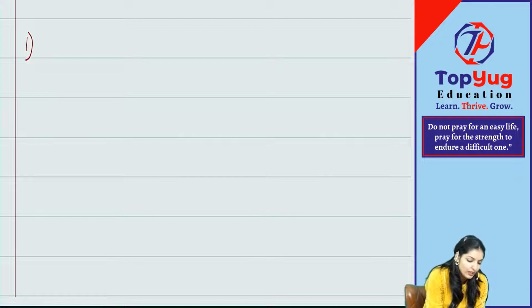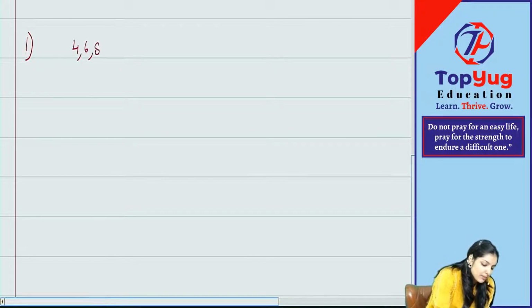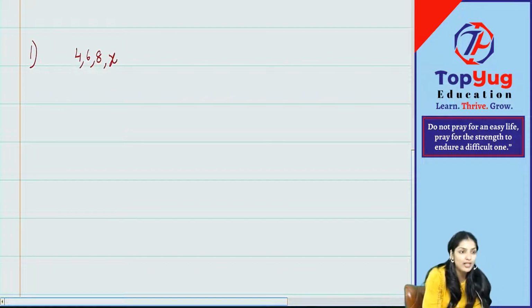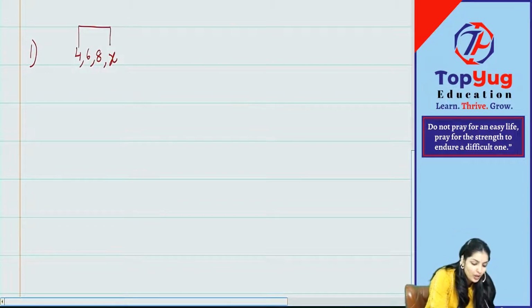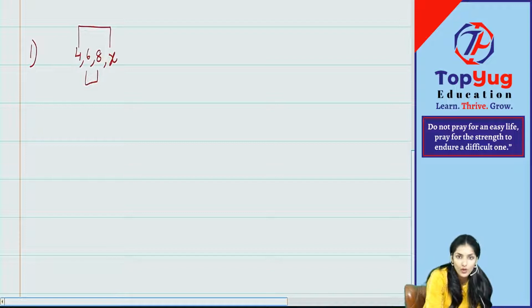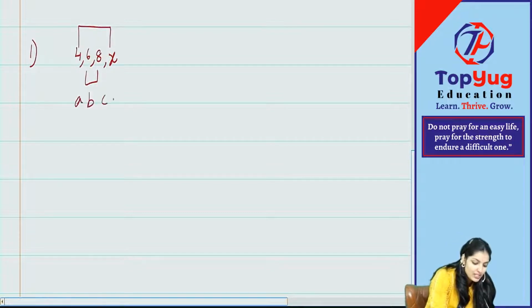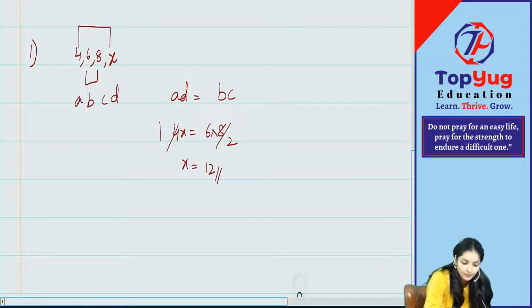Question number 1. The fourth proportion to 4, 6, 8. So let the fourth proportion be x. We know that product of extremes is equal to product of means. These are A, B, C, D. We know AD is equal to BC. So basically 4x is equal to 6 into 8. X is equal to 12. Option A.